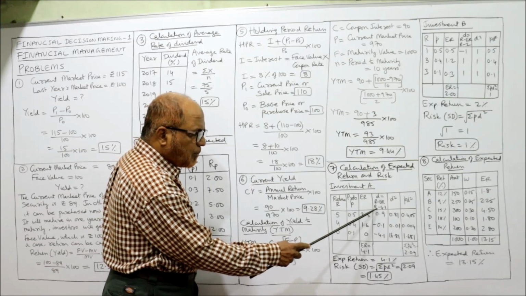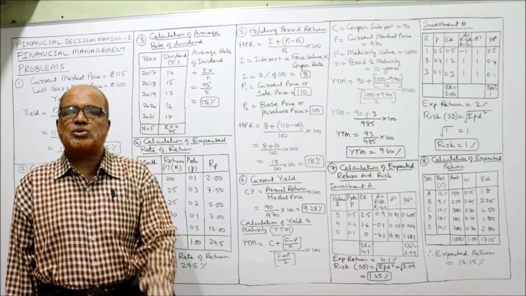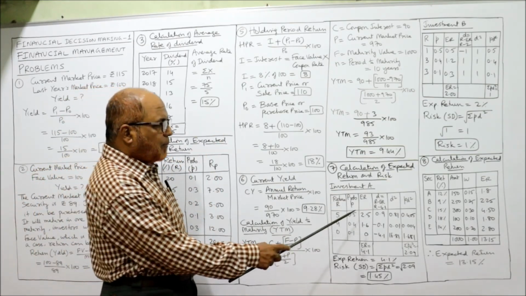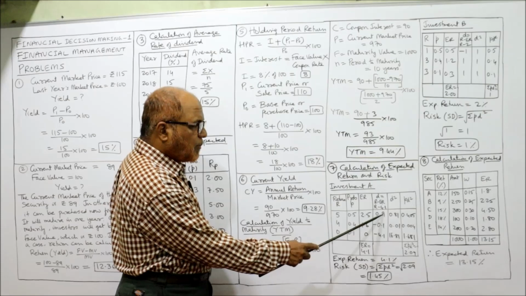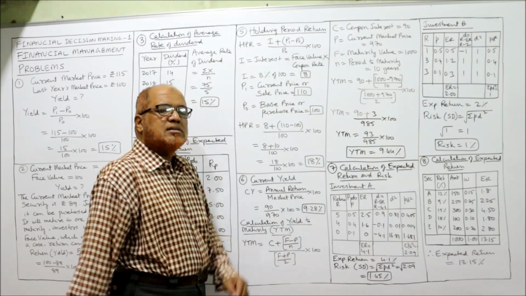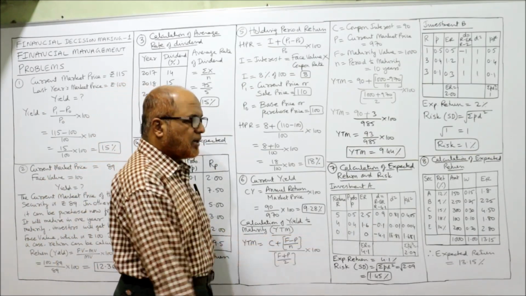0 minus 4.1 is minus 4.1. These are the D values, deviation. Now square the D values. So 2.5, sorry, 0.9 is the D value. Now square 0.9 into 0.9, you will get 0.81.